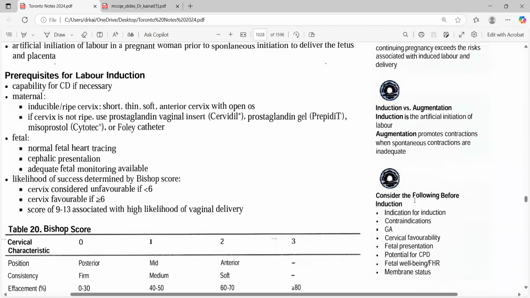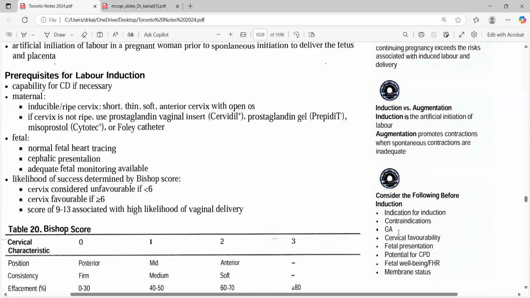So consider the following before induction. What are those ones that I told you? Indications for the induction, contraindications. You have to know which are the indications and what are the contraindications. Gestational age, cervical favorability, fetal presentation, potential for CPD, fetal well-being, and the membrane status.